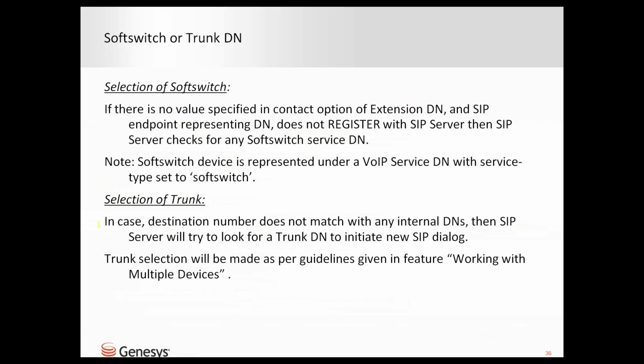Now, selection of the soft switch. If there is no value specified in the contact option of the extension DN, and the SIP endpoint representing the DN does not register with the SIP server, then the SIP server checks for any soft switch service DN. That's what we discussed previously. What is a soft switch DN? This is a device that is represented under a voice over IP service DN. You will create a voice over IP service DN and set the service type as soft switch. And trunk, of course: if the destination number does not match any internal DNs, then the SIP server will try to look for a trunk DN to initiate a new SIP dialog. Again, trunk selection will be made as per the guidelines given in working with multiple devices.